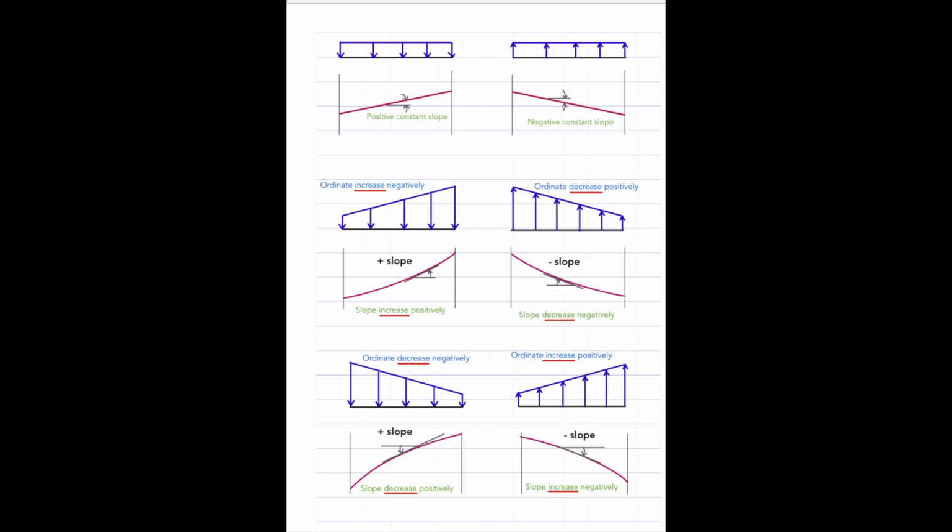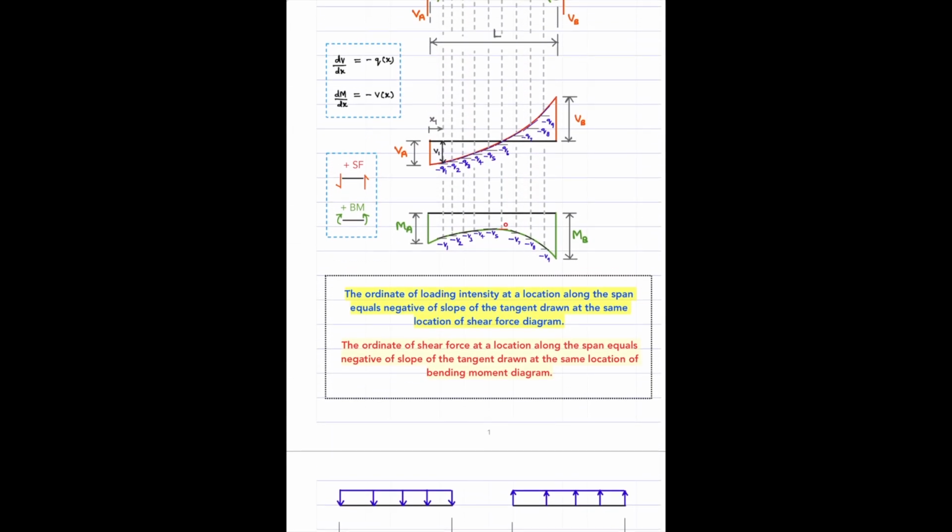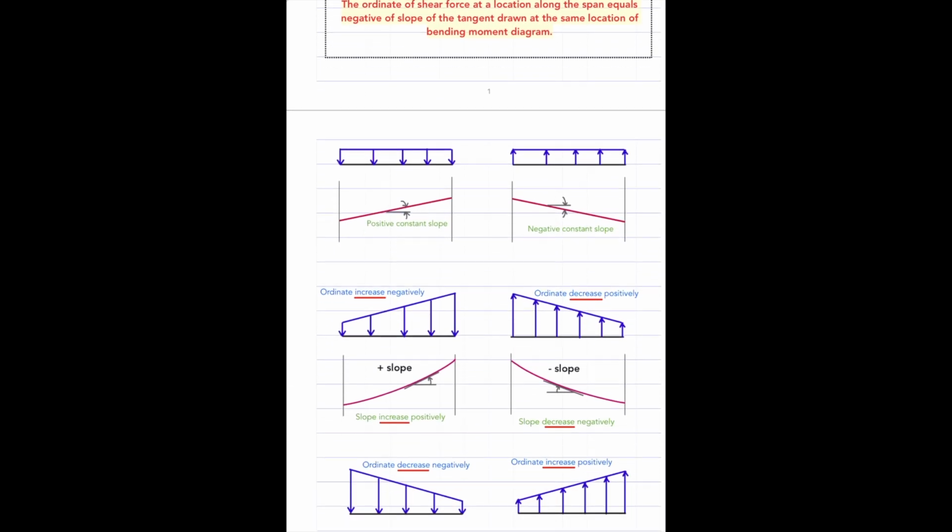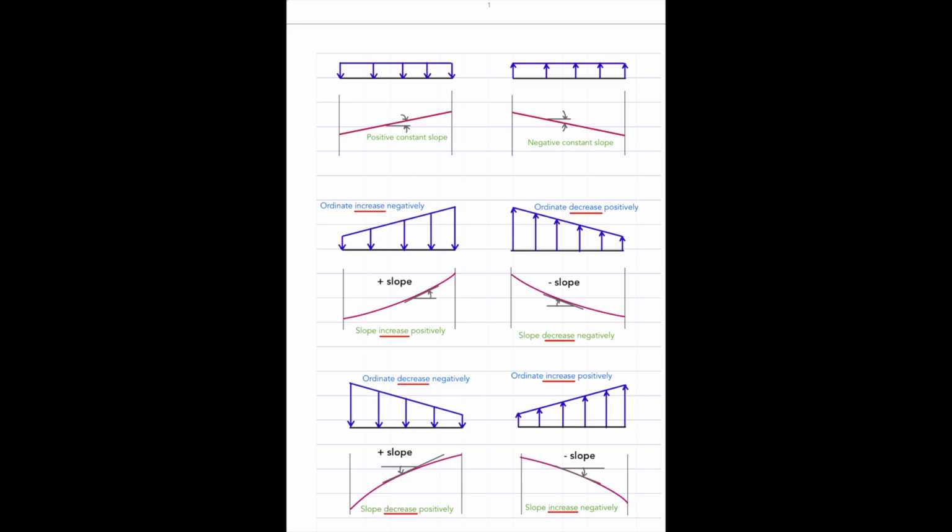Fine. So you see that if this is acting downwards, then this should be a positive slope. The vice versa also holds true. That means if the load is acting upwards, then this should have a negative slope, because we have a negative sign here in these expressions. That's why it goes like that. One needs to be aware of that.